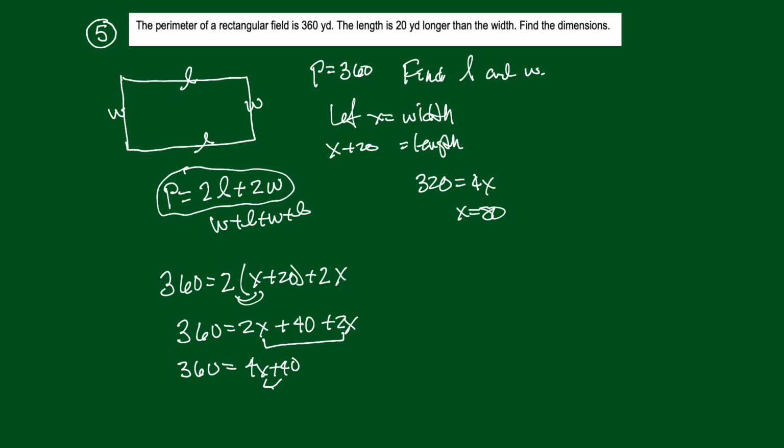Now that's only one part of the problem, right? What is x? It's a word problem. Follow it up. What was x? x is the width. But you have this other one, x plus 20. So that means x plus 20 is 80 plus 20, which is 100. So what do we know? The width is equal to 80 yards, and the length is 100 yards. There we go.